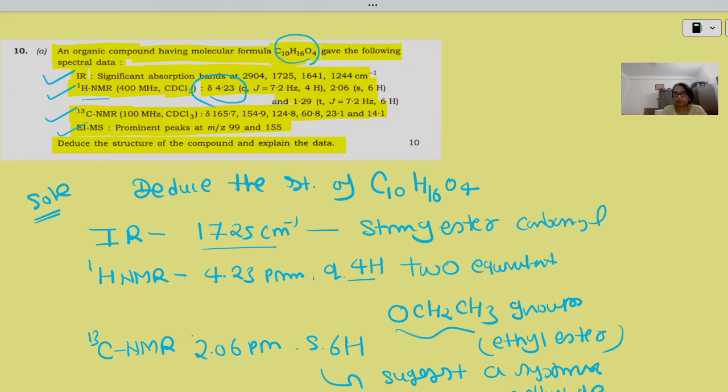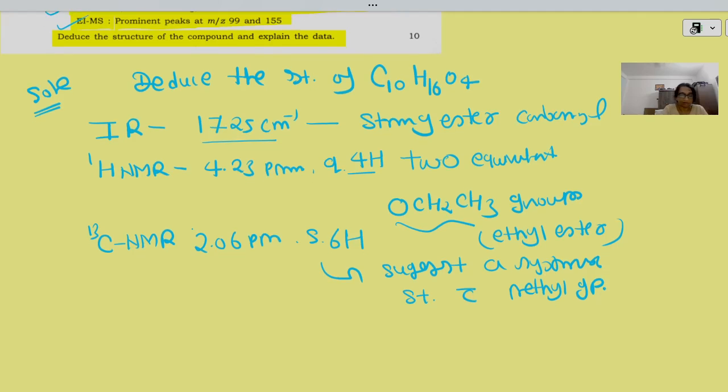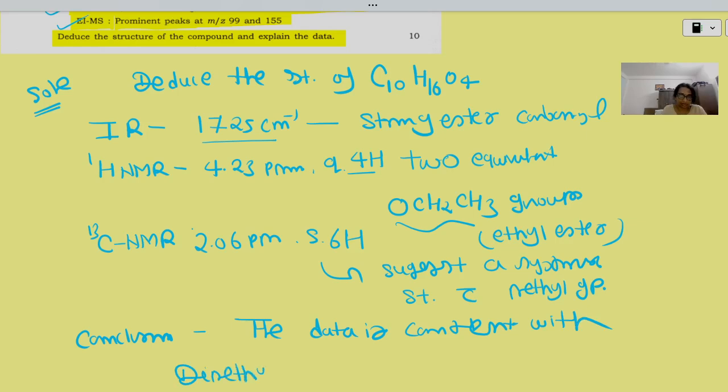Now the conclusion, on the basis of the EIMS also, is that the data is consistent with diethyl succinate. And what is the formula?